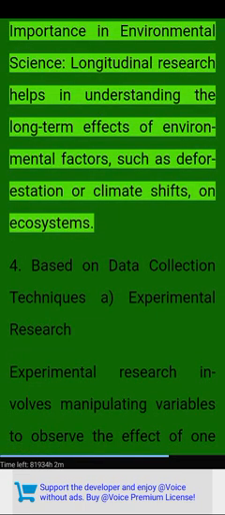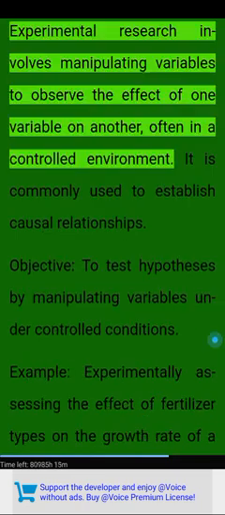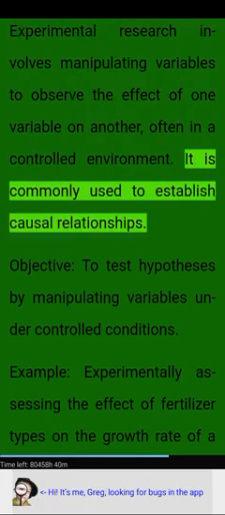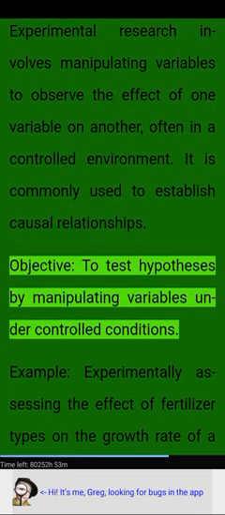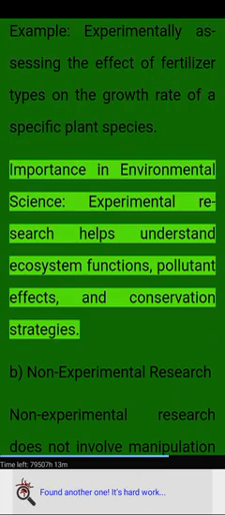Importance in environmental science: longitudinal research helps in understanding the long-term effects of environmental factors, such as deforestation or climate shifts, on ecosystems. 4. Based on data collection techniques: A. Experimental research. Experimental research involves manipulating variables to observe the effect of one variable on another, often in a controlled environment. It is commonly used to establish causal relationships. Objective: to test hypotheses by manipulating variables under controlled conditions. Example: experimentally assessing the effect of fertilizer types on the growth rate of a specific plant species. Importance in environmental science: experimental research helps understand ecosystem functions, pollutant effects, and conservation strategies.